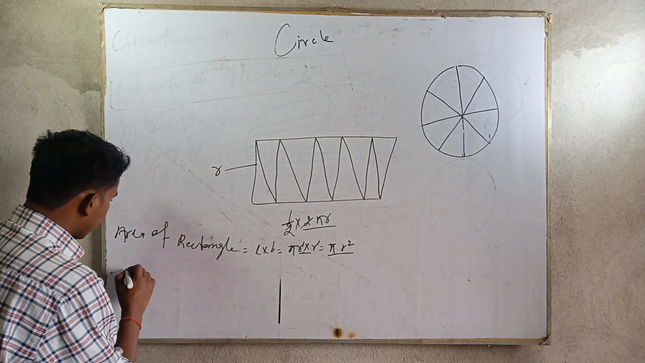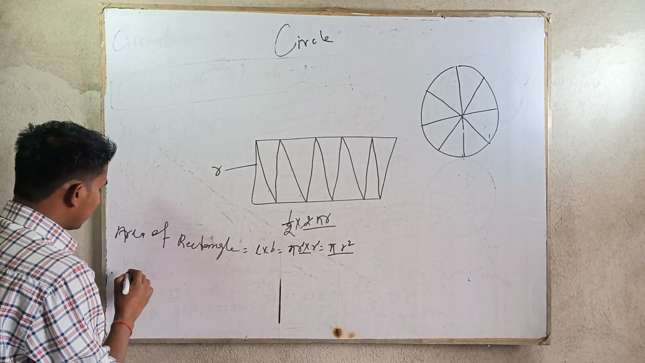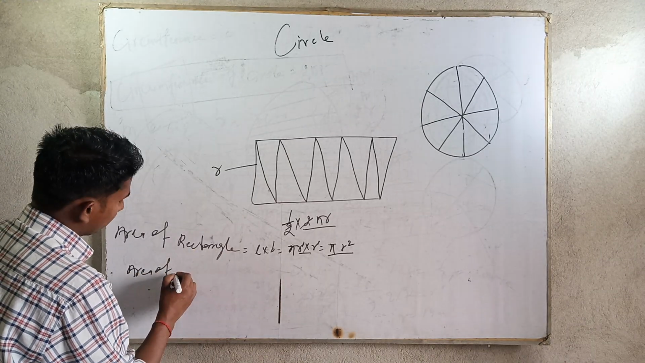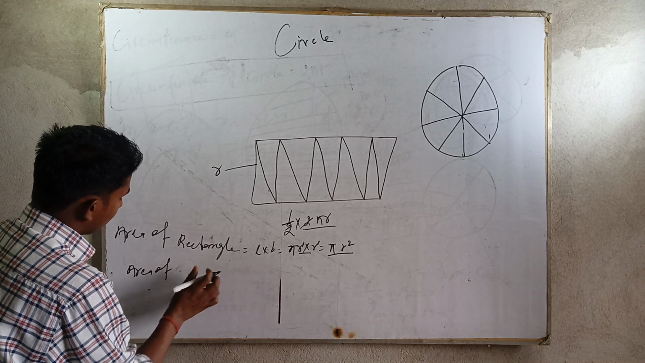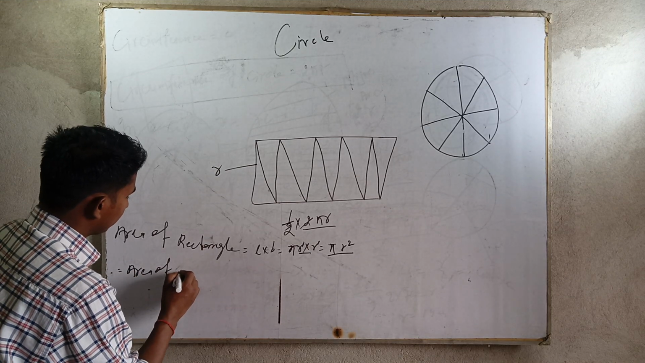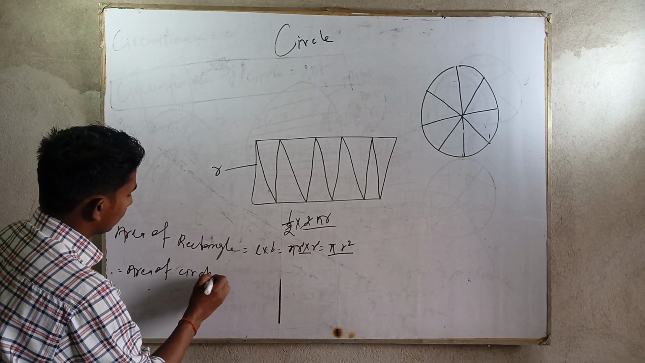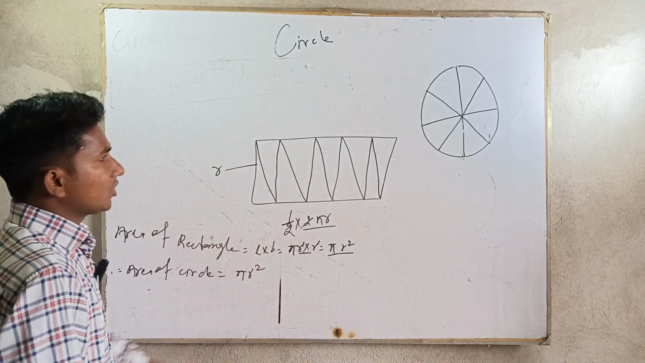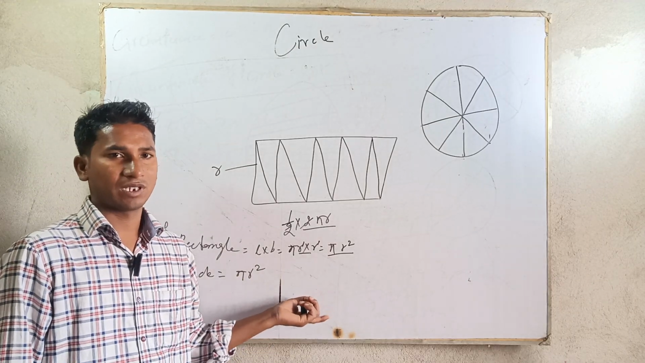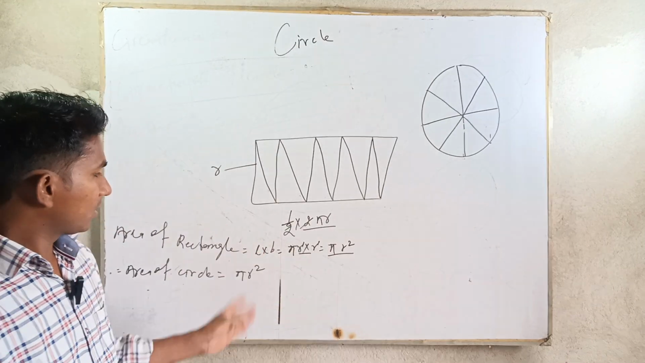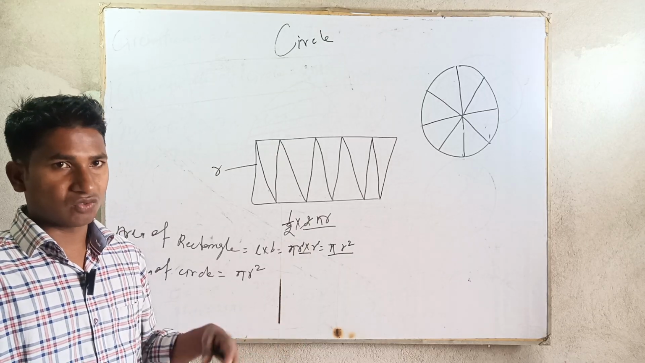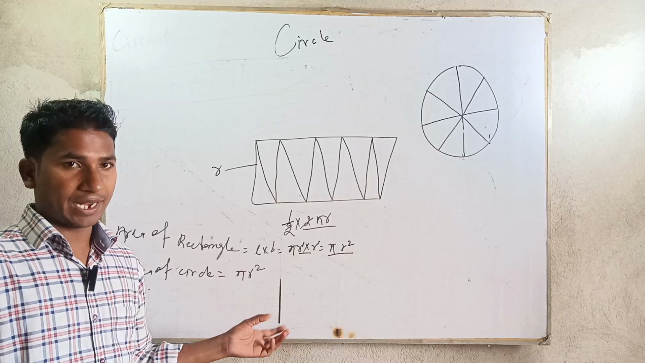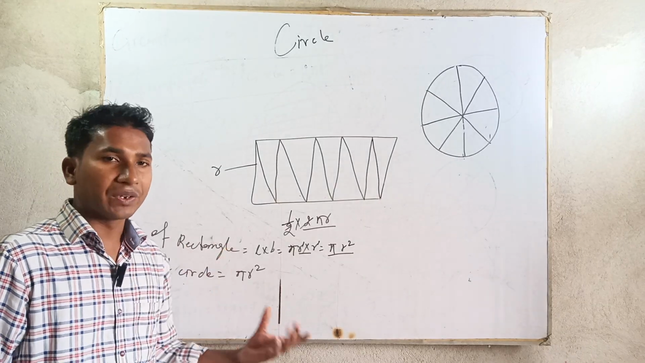So area of rectangle equal to area of circle equal to 5 r square. From here this formula is derived, and we know about all these things. So I hope that you will understand about all these things, and I hope you got something new.